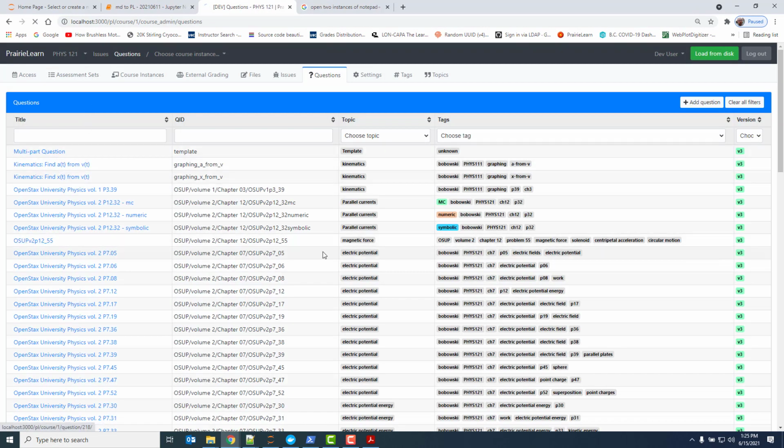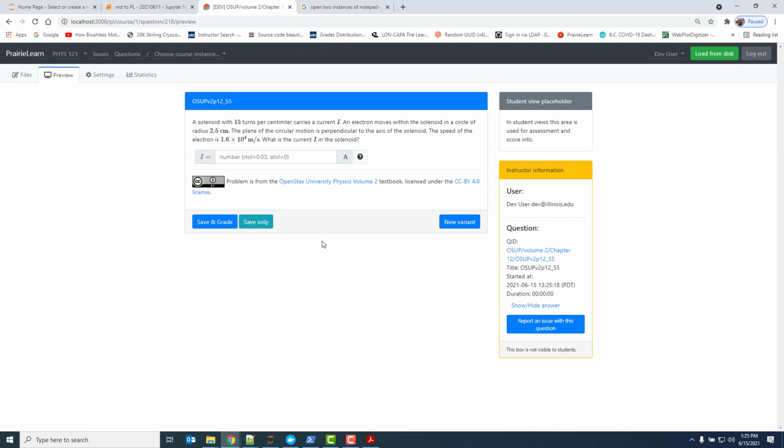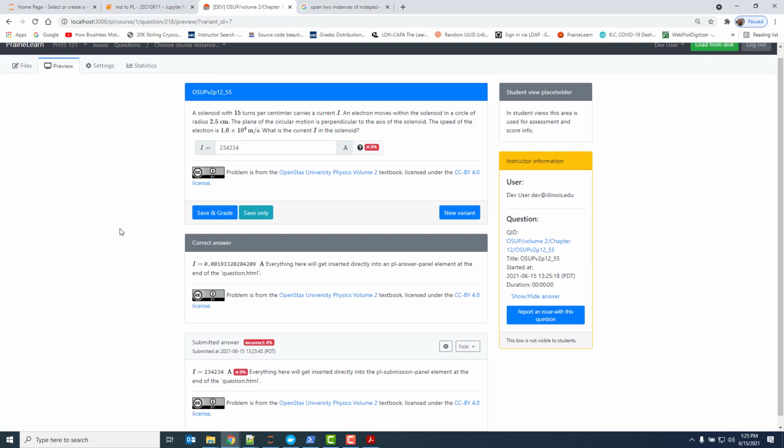And let's see if we can find this file. Okay, so there it is. A solenoid with 15 turns per centimeter carries a current I. An electron moves within the solenoid in a circle of radius 2.5 centimeters. The plane of the circular motion is perpendicular to the axis of the solenoid. The speed of the electron is this. What is the current in the solenoid? And so I'm just going to enter a random number here and grade.